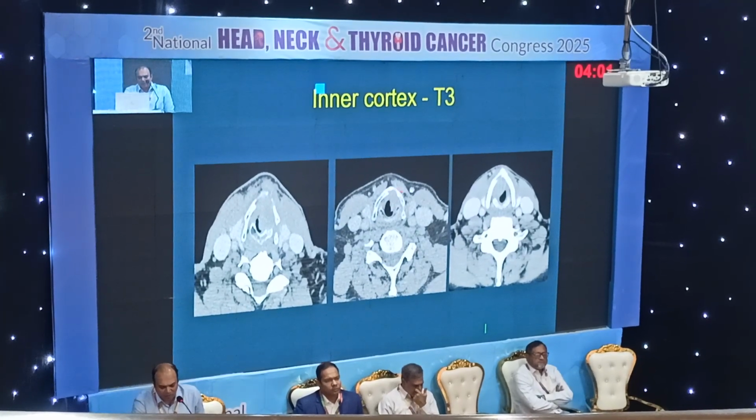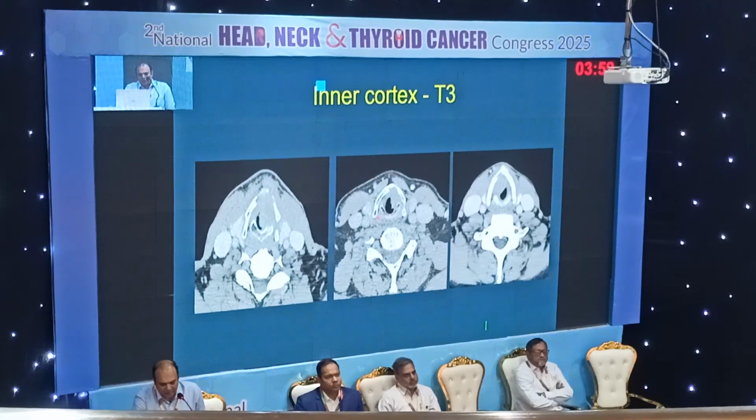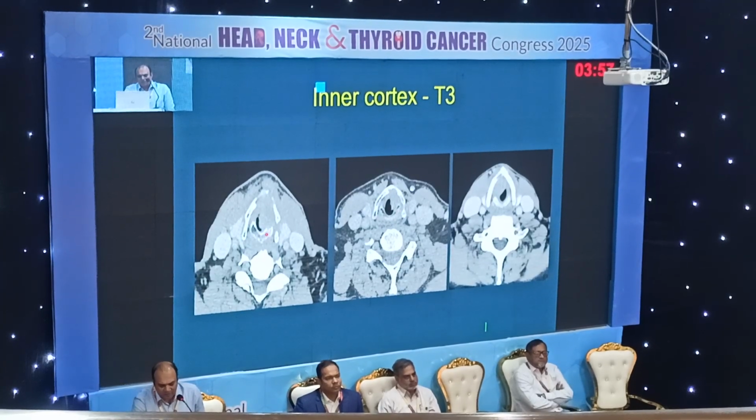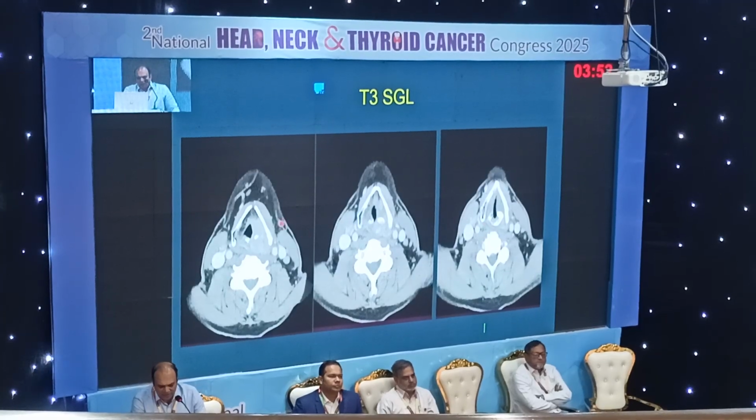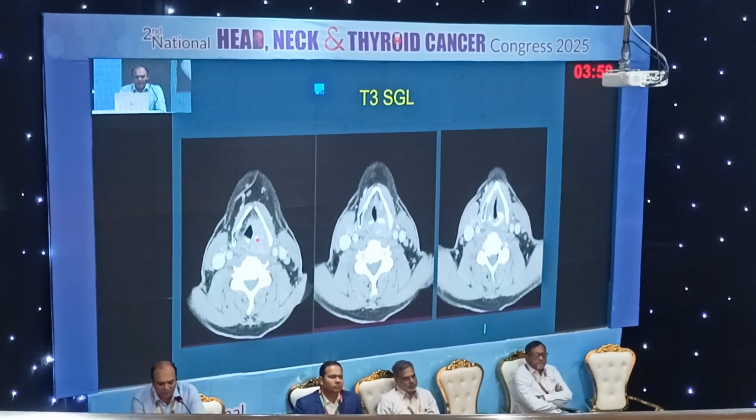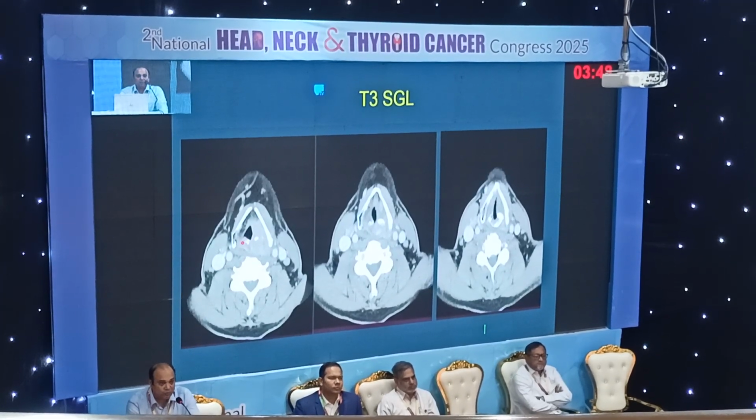You can see the inner cortex involvement. Again, this is subglottic extension. Now here you have a lesion. At what level is it? This is at the level of the arytenoid cartilage, so it's at the level of the false cords.